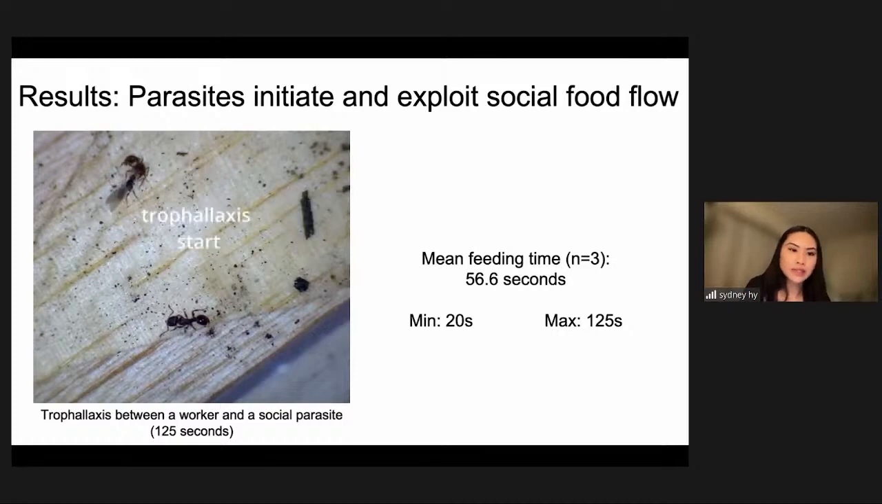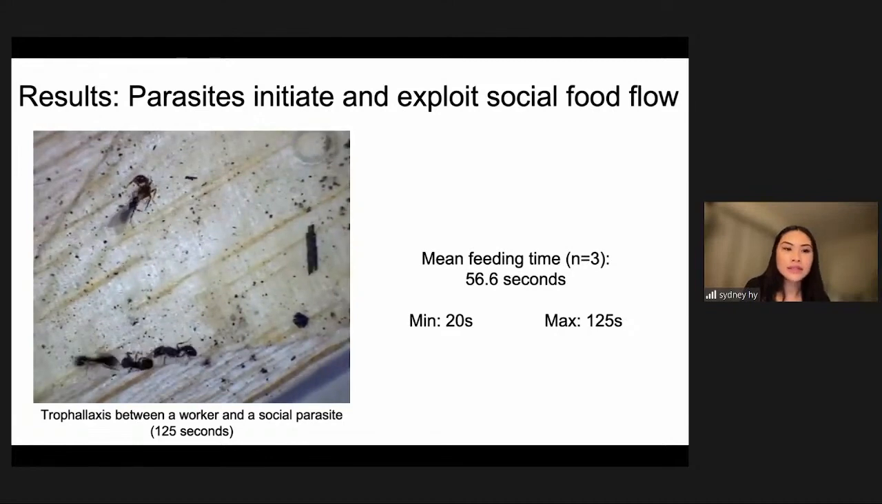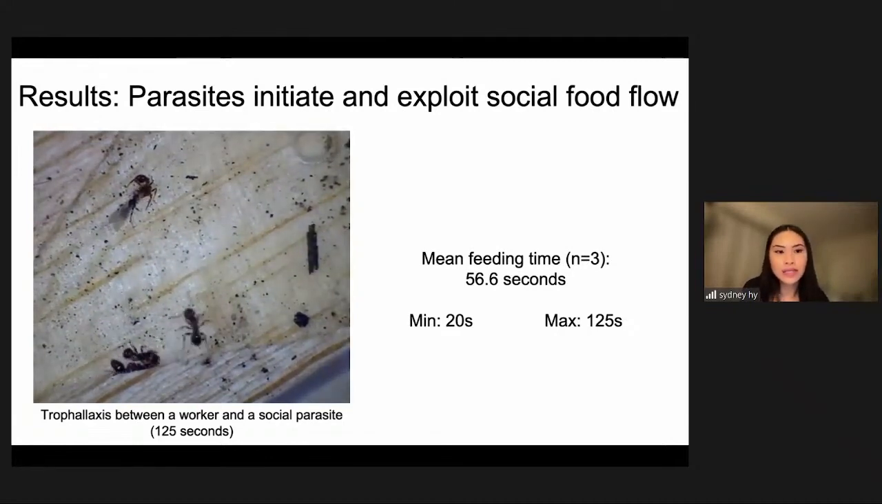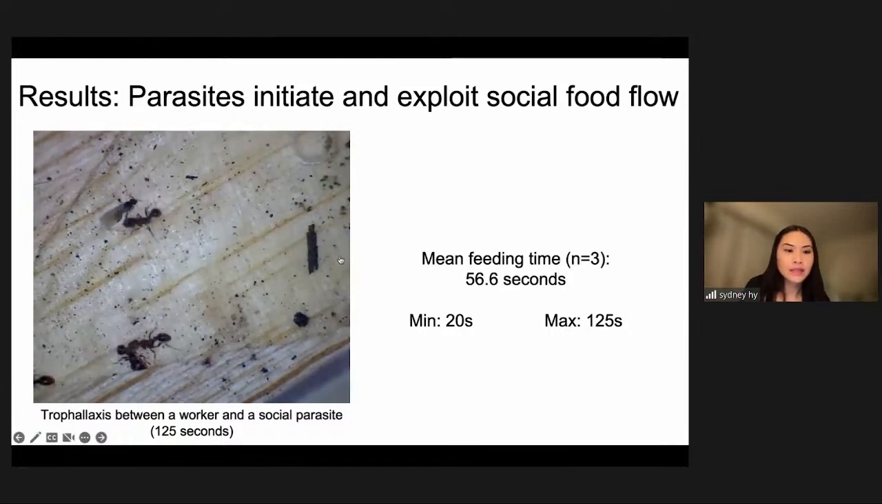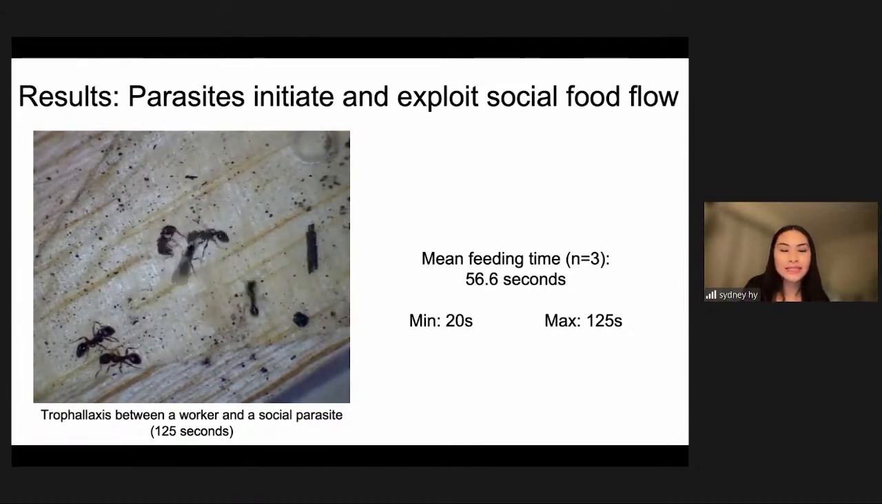And during this process of trophallaxis, you can see that they are still in contact, tapping with the antenna, and after trophallaxis commences, they're still initiating that contact and grooming. So the minimum feeding time that I observed was 20 seconds, and the max was 125.